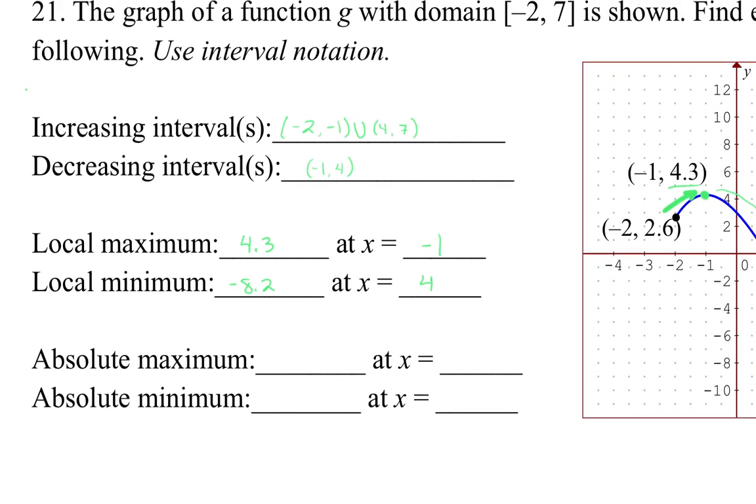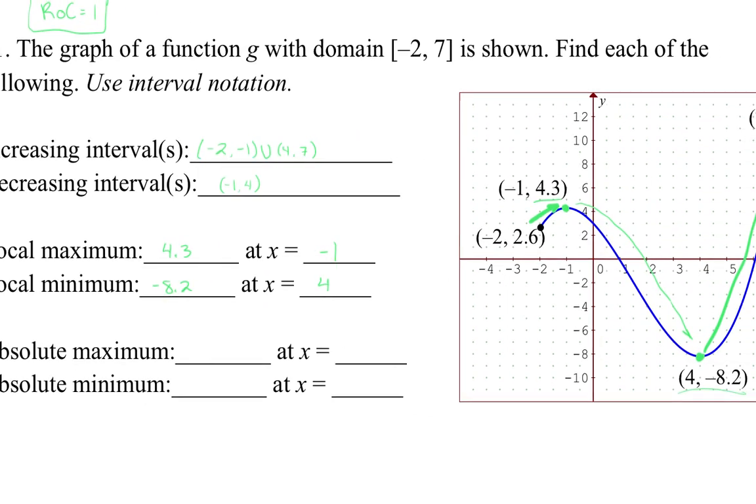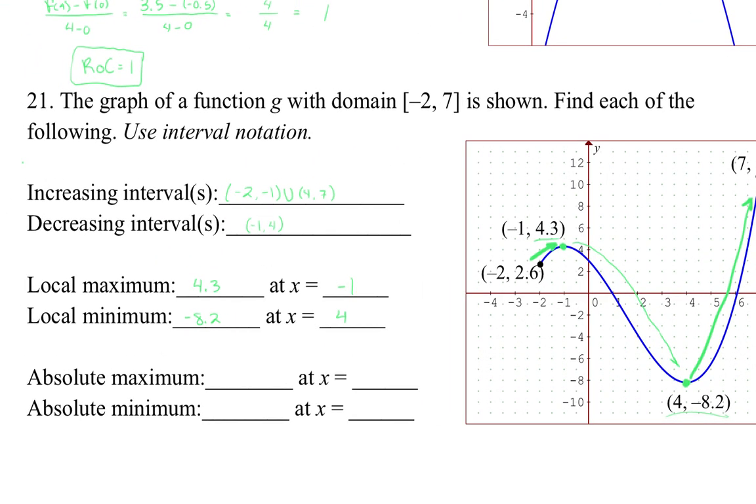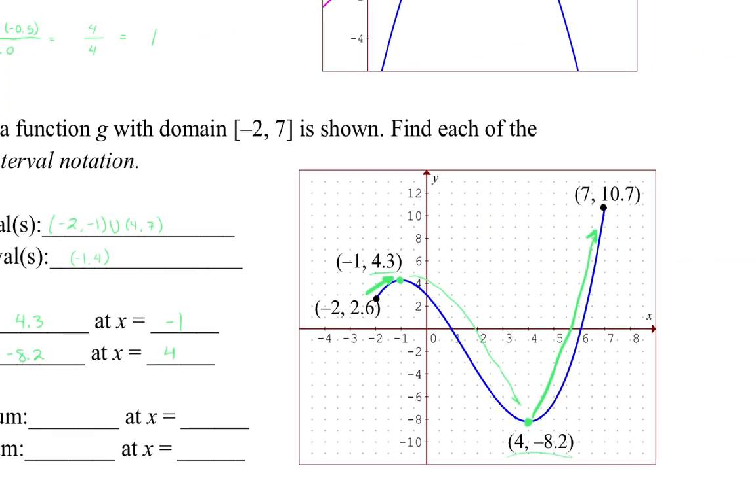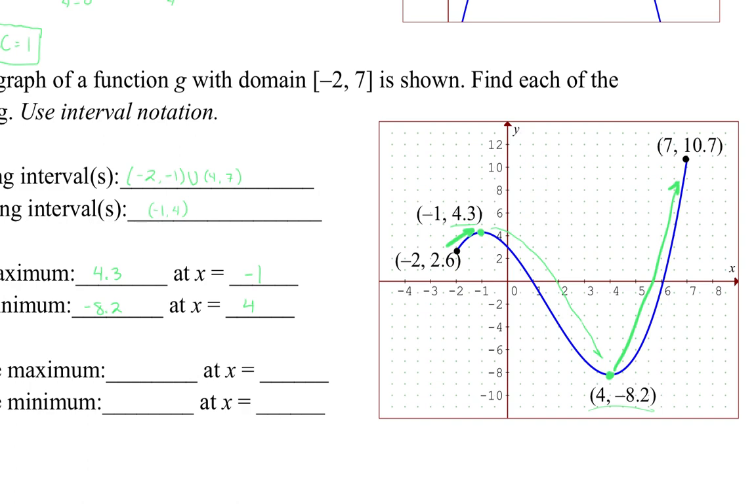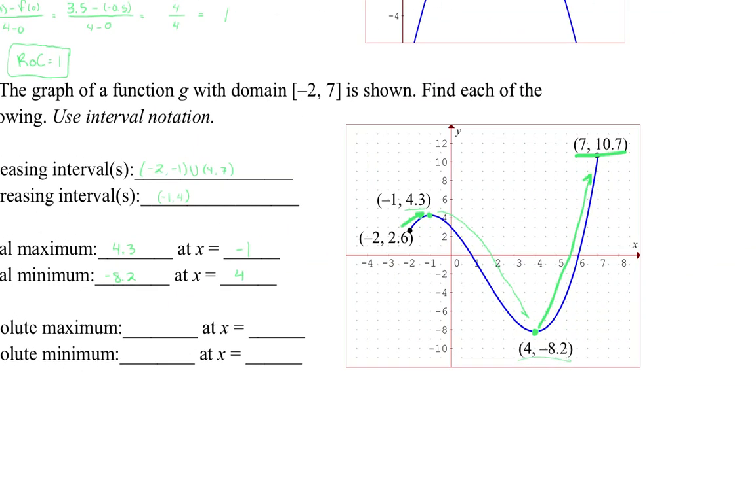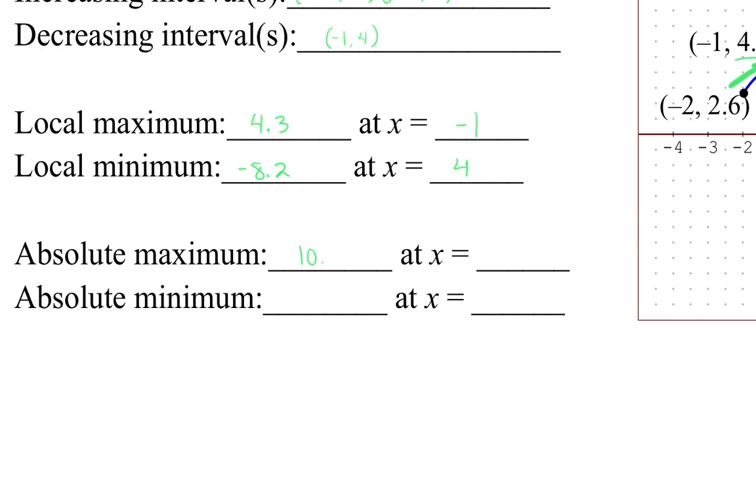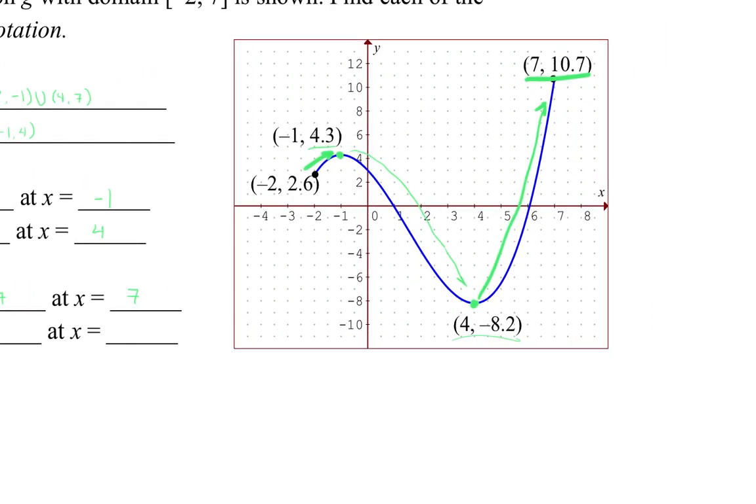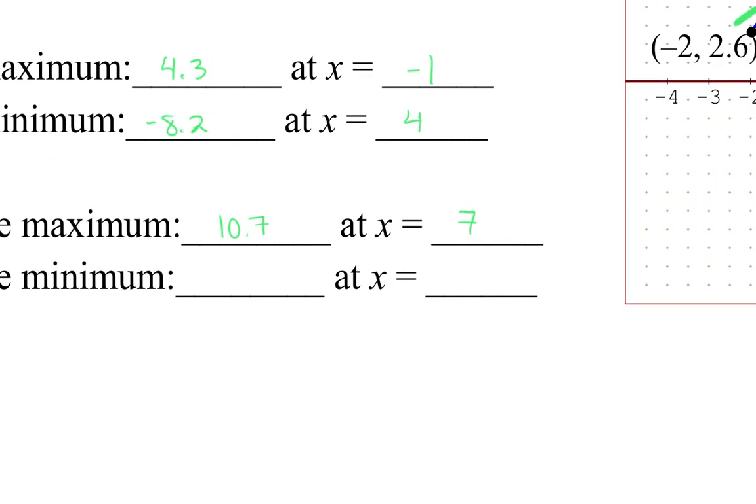Now further, we want to look at the absolute maximum and the absolute minimum. Those can be inclusive of our extreme values, but they can also include our endpoints. Really just any point along the domain that could fall under one of those. So if we look at our absolute highest value, it's here up at 7, which has a value of 10.7 at x equal to 7. Then our absolute minimum, again, is just at x equals 4, value of negative 8.2.